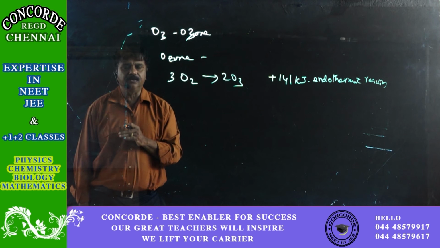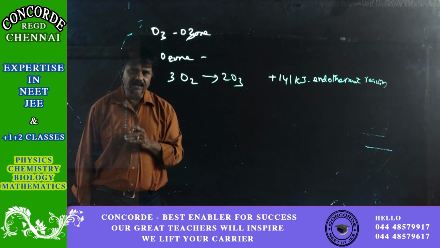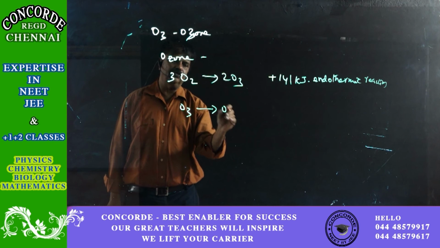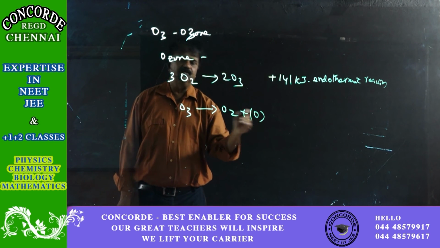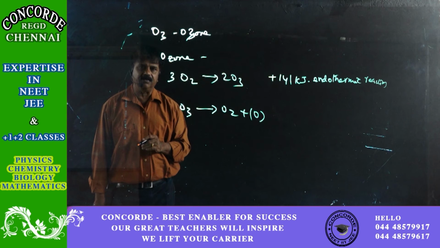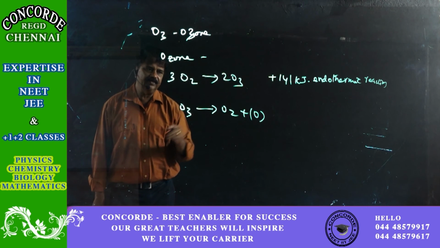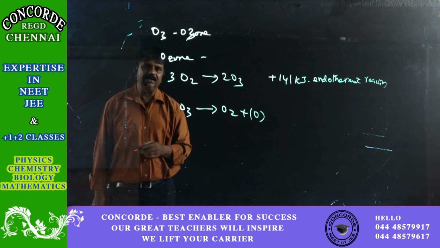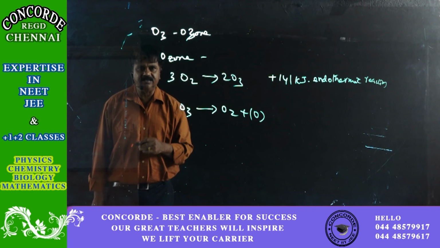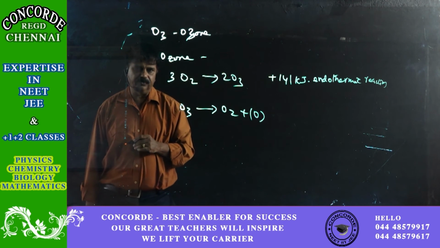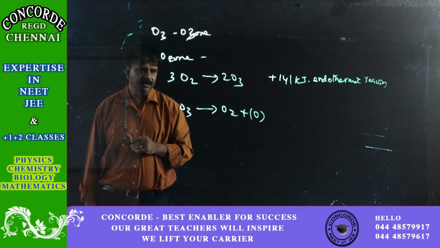So property wise, ozone is a powerful oxidizing agent because given a chance it decomposes to O2 and O, and this O is nascent oxygen. Being nascent oxygen, it is very, very powerful. So ozone acts as a powerful oxidizing agent, and not only that, it is a powerful bleaching agent. It bleaches anything and everything when exposed to it.